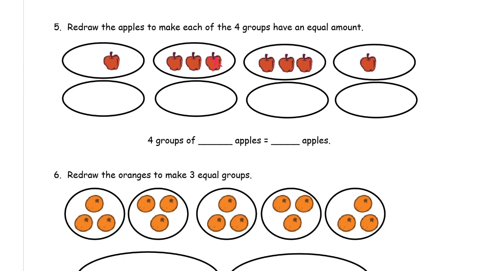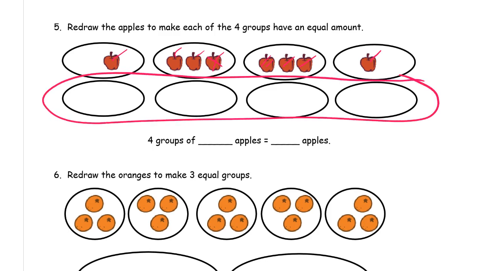Redraw the apples to make each of the four groups have an equal amount. So here are all the apples, right? And they're in different amounts in different groups. And I'm going to redraw them into these four groups so that they have an equal amount in each group. So here's what I'm going to do. Let me just erase all this and clean it up so I can cross them out as I go.